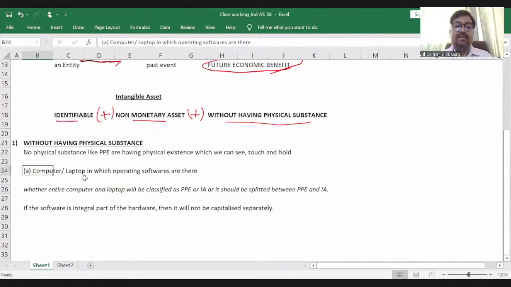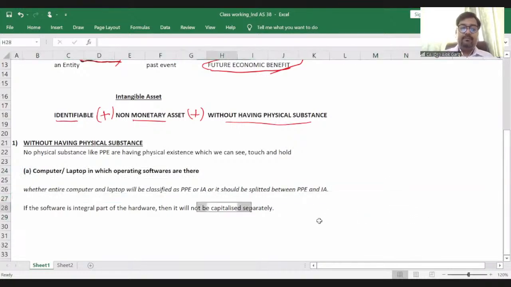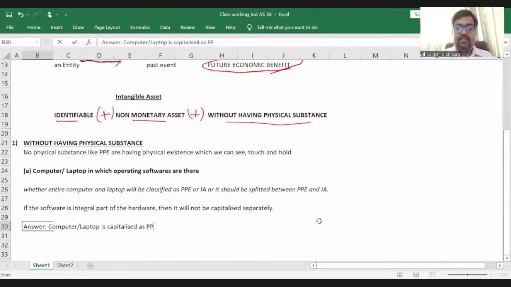So in this case, a computer or laptop in which operating software is there, what will be the answer? What will be the answer? So the answer is: the computer or laptop is capitalized as PPE, right?